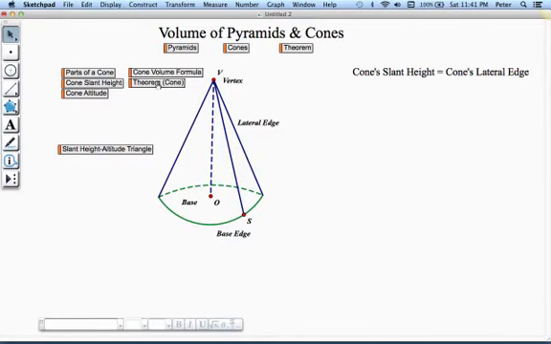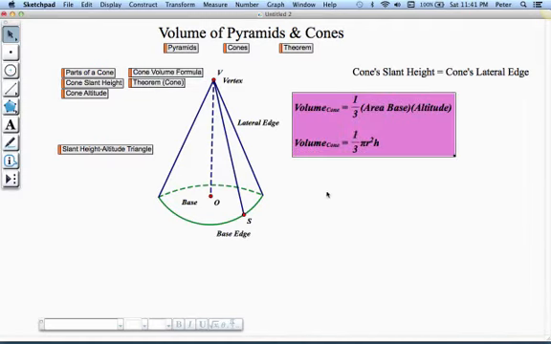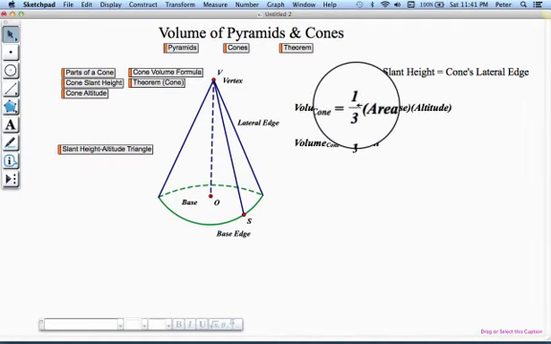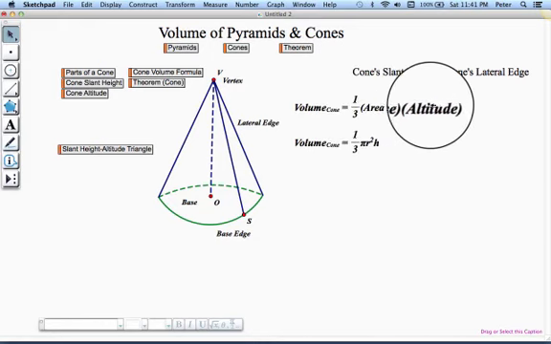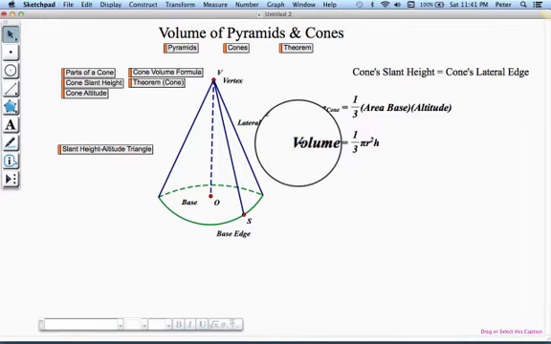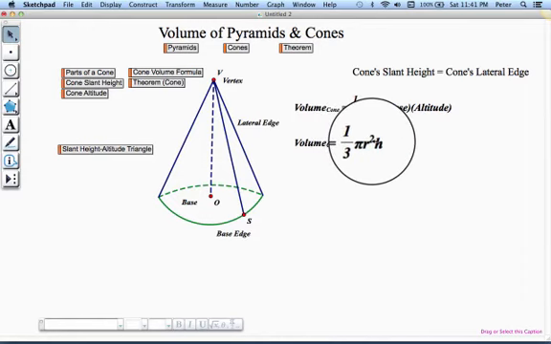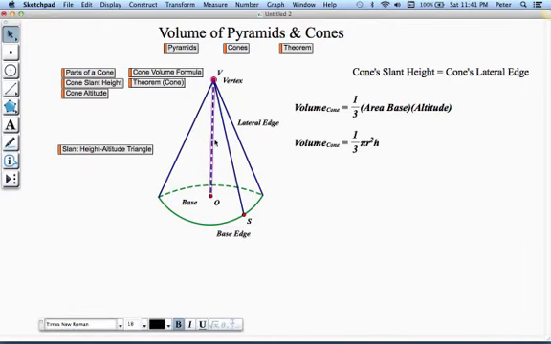To find the cone's volume, we're simply going to take 1/3 the area of the base times the altitude. And since the base is always a circle, that formula for the volume of a cone is 1/3 pi r squared times h. And once again, h is the altitude from the vertex to the center of the base.